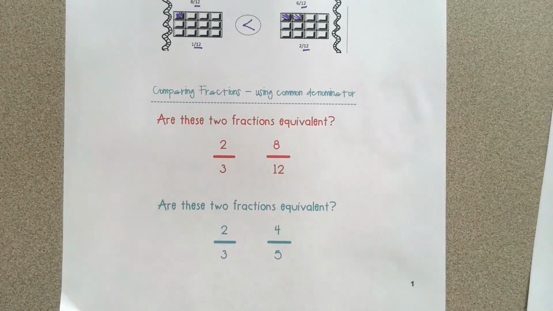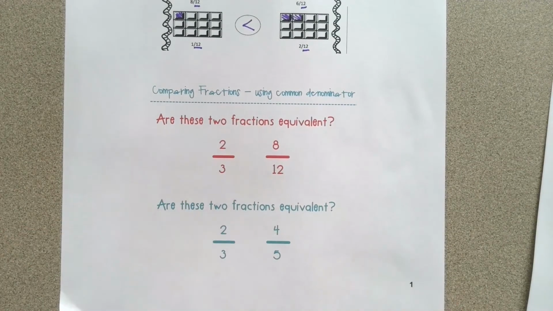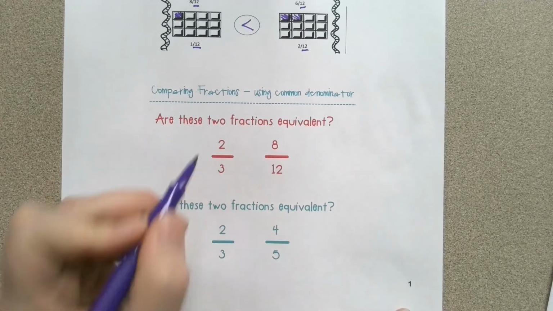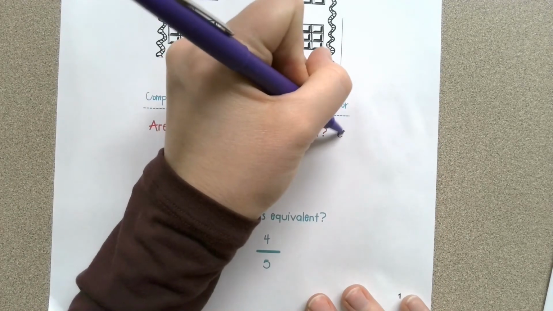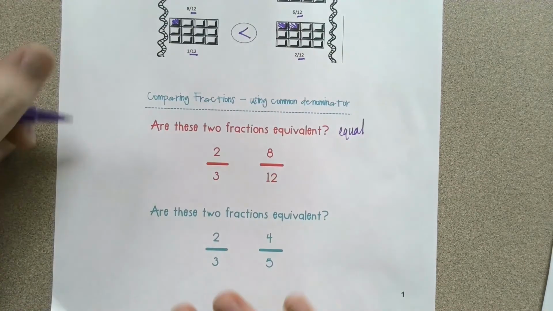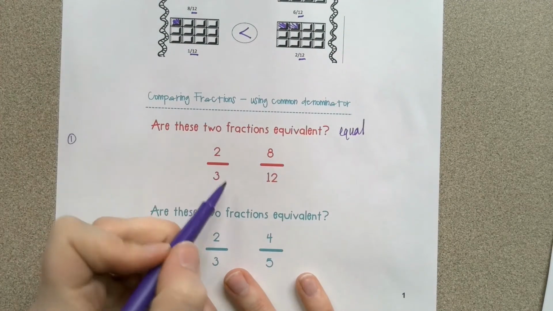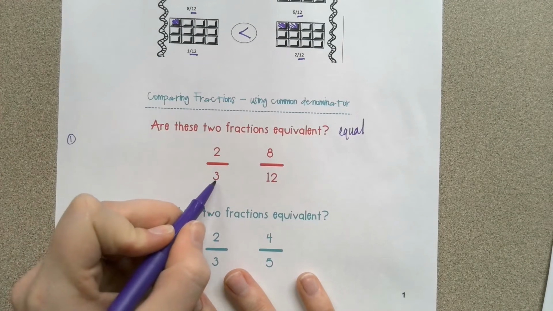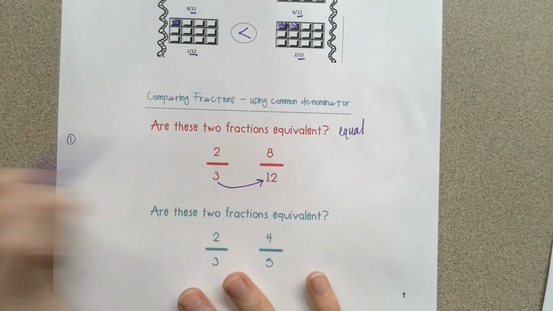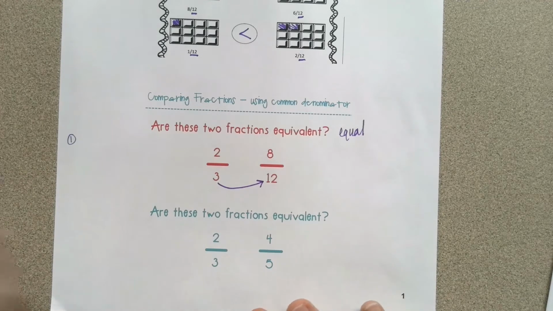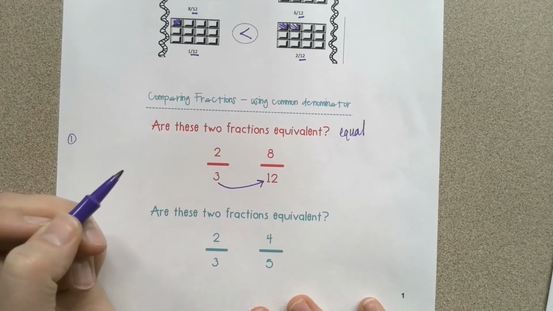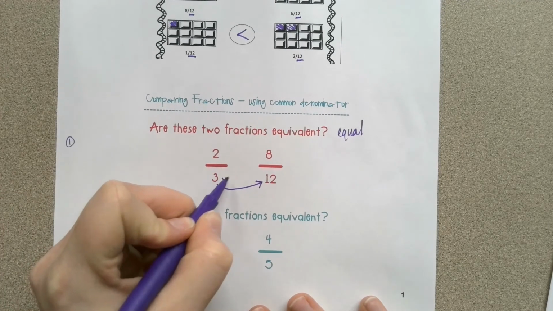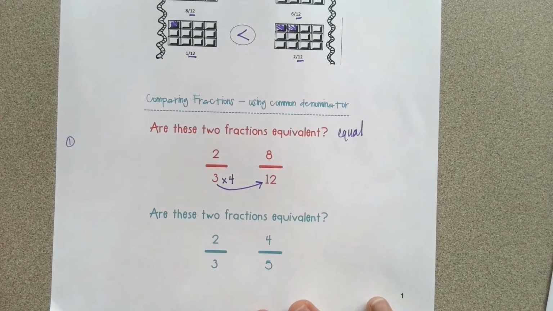So one skill that we have to be able to do is determine, are they equivalent? Meaning, if they were to be written with common denominators, would that numerator be the exact same? Would they be equal? So the first thing that we need to do is figure out what is the relationship in that denominator. The denominator is going to take care of everything. How would we get from 3 to 12? Using multiplication. We would have to multiply by 4 because 3 times 4 is 12.